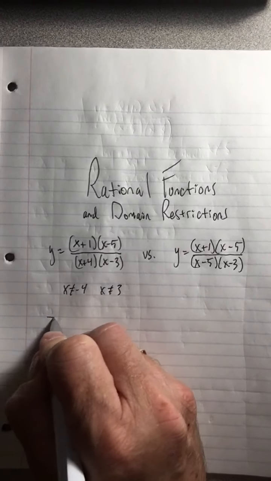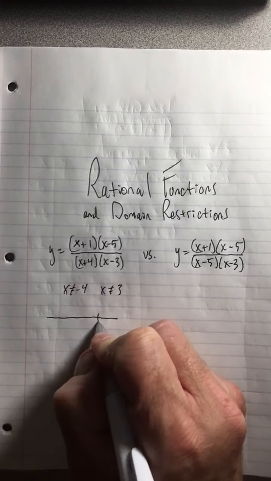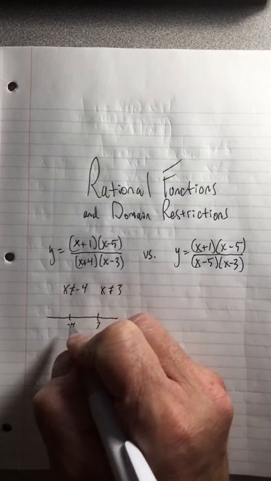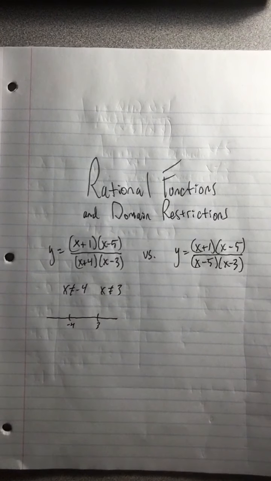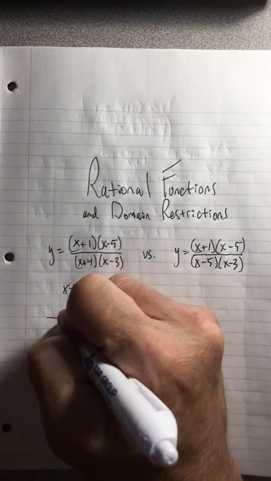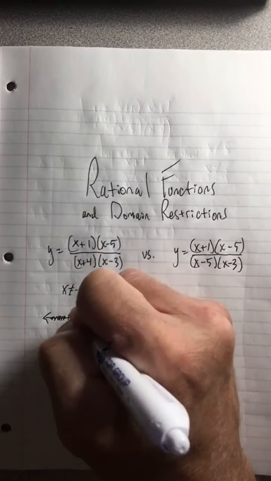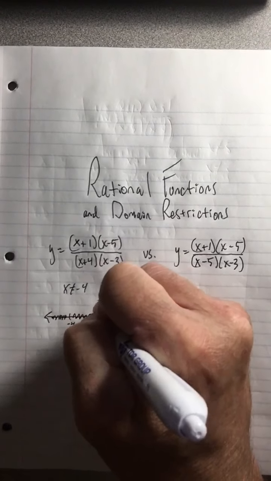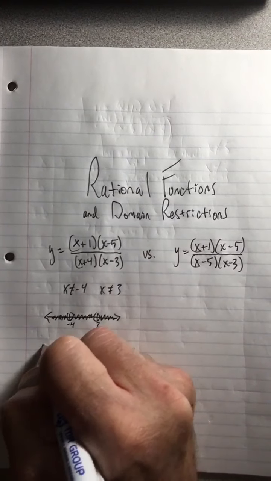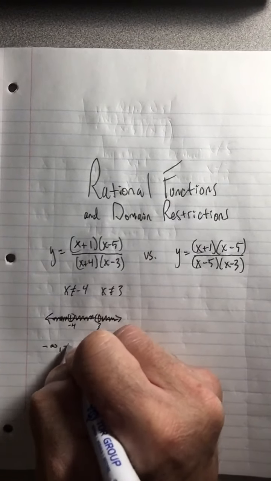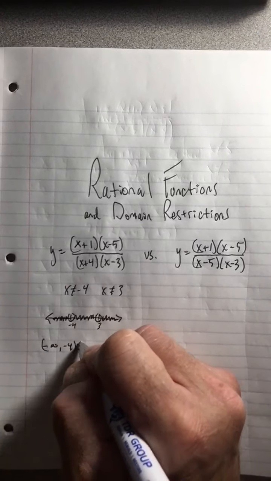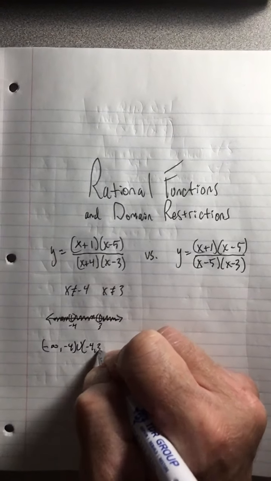So when you think about a number line, there's a 3 and there's a -4. X can be any number to the left of -4. It can be any number to the right of 3. It can be any number in between. It just can't be those two numbers. So we say from -infinity to -4. Then we say from -4 to 3.